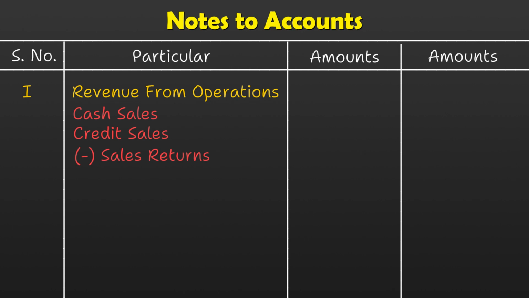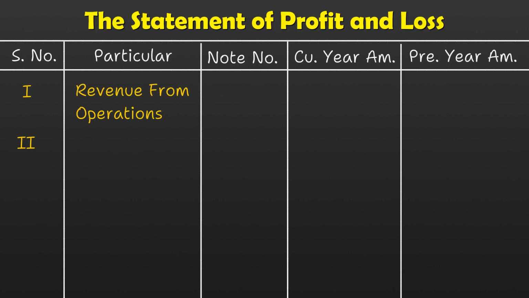Now, after totaling all the three amounts, the net amount would be written in the statement of profit and loss. So this was the first item under your statement of profit and loss. Now, the Roman number 2, the second item which would appear under the statement of profit and loss, is your other incomes.